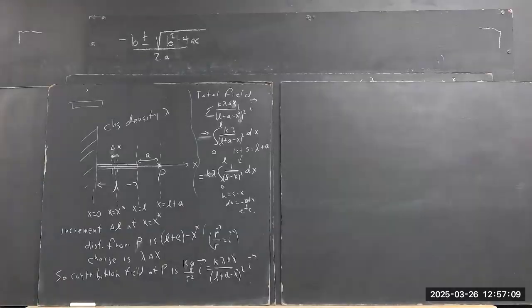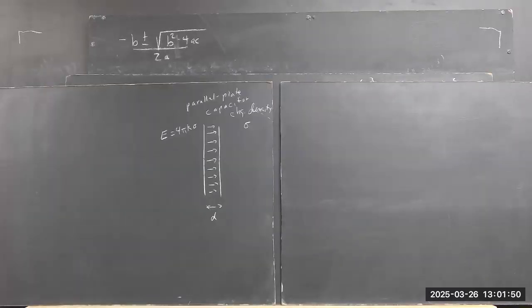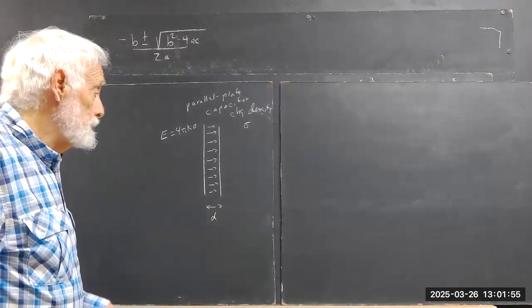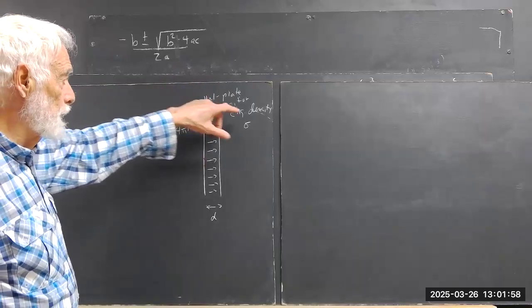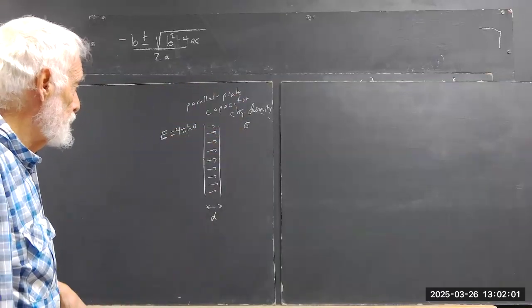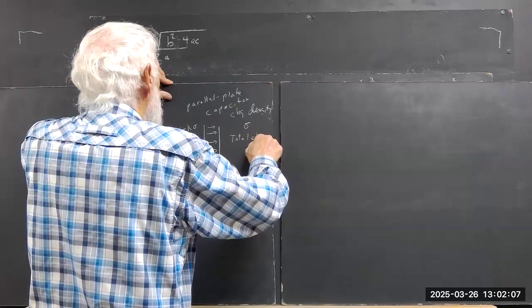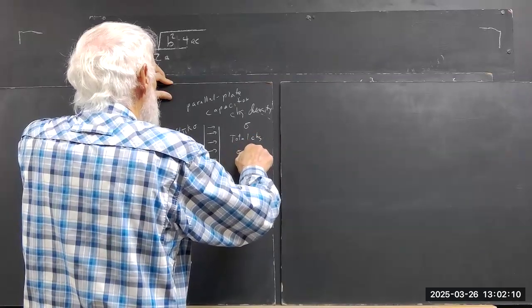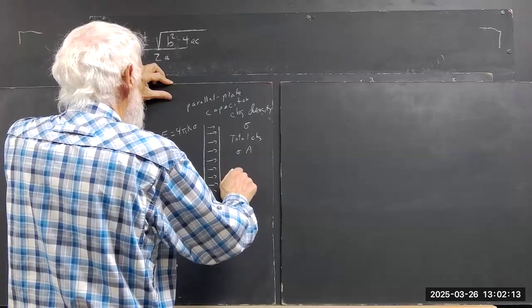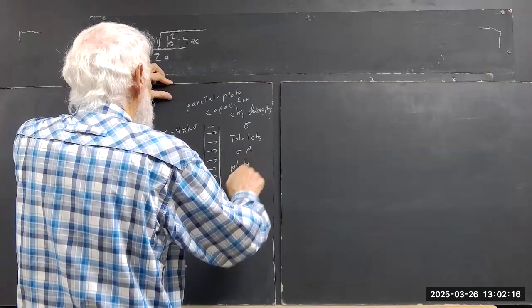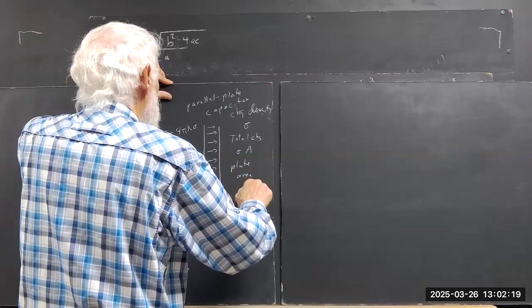Interesting question. Now let's move on and talk about the physics of capacitors, capacitance. So here's a schematic of a parallel plate capacitor with charge density of sigma. Total charge is sigma A, with plate area A.